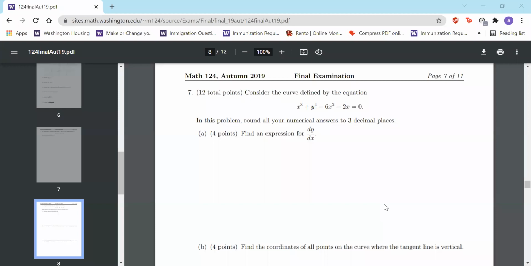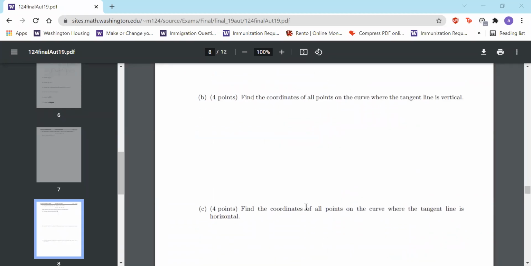For part C, it is find all the coordinates where the tangent line is horizontal. So if you ever see a horizontal tangent line, always think that the numerator is 0.